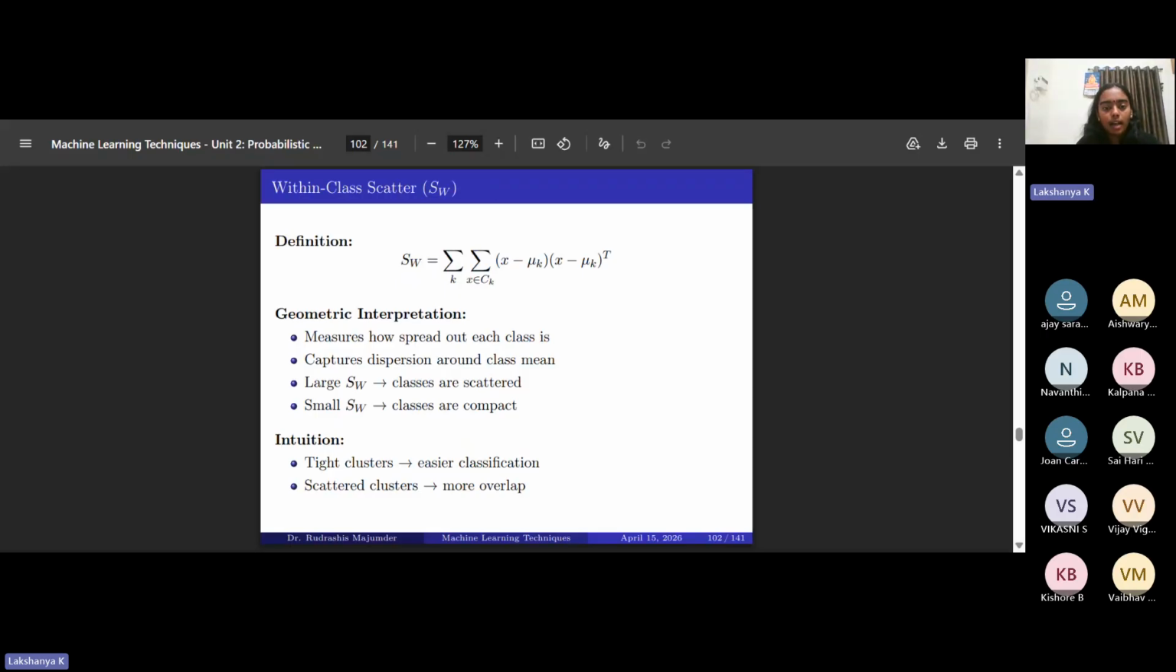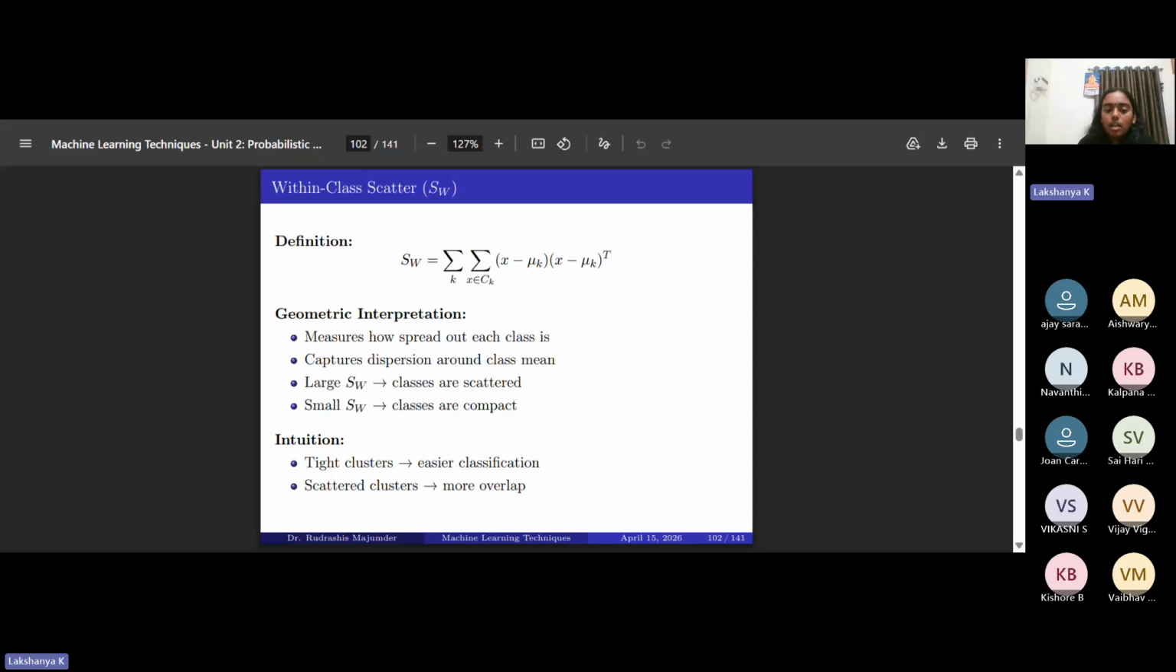The within class scatter, SW, is defined as the summation across all classes, across all data points belonging to that class, of (point minus mean of that class) times its transpose. So basically this is something like your x minus mu whole square summed up over all your classes. So it is something very similar to your variance for every specific class, right?